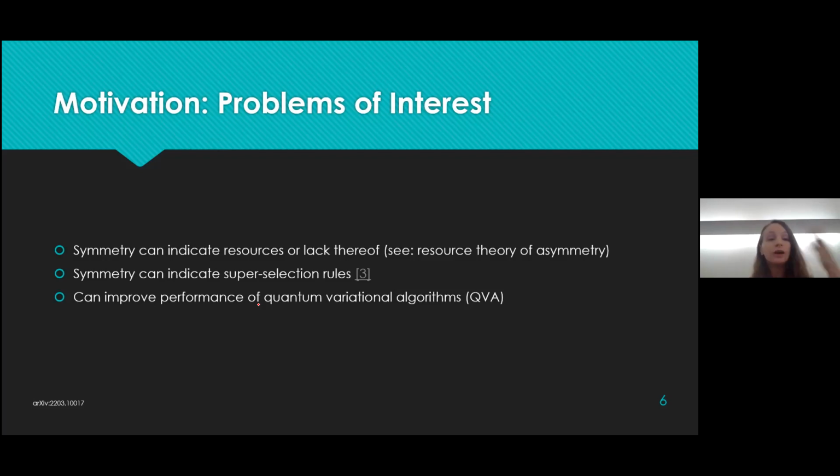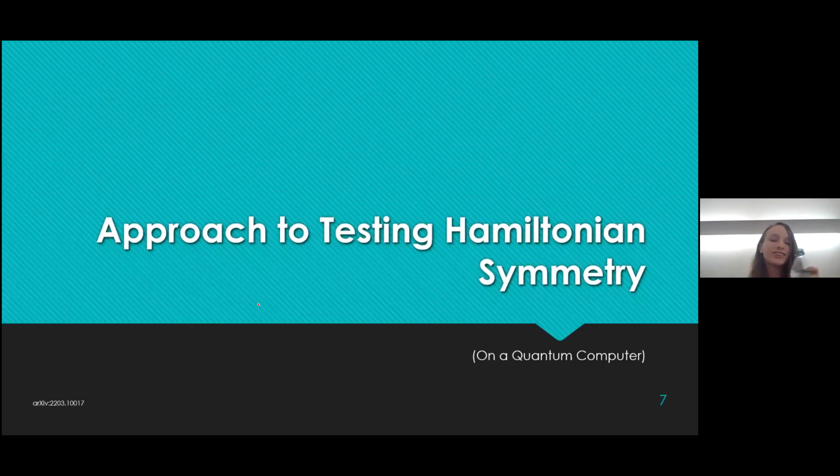Okay, so now I've hopefully motivated one of the most widely appreciated concepts in physics, widely appreciated in both math and physics actually. And now we can talk about what we're actually doing, which is our approach to testing Hamiltonian symmetry on a quantum computer.